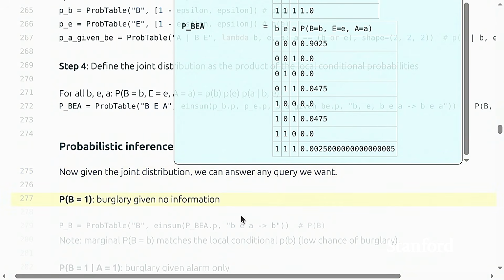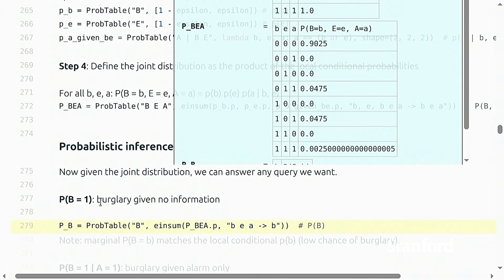So first, let's just warm up with something very simple. Let's compute the probability of a burglary. Okay? Every one of these queries is going to begin with this joint distribution. That's our database.